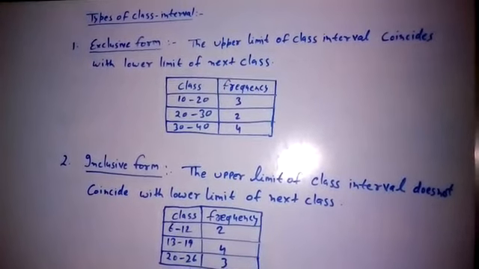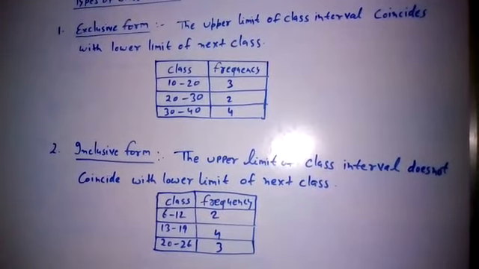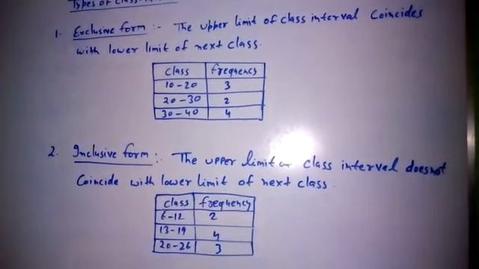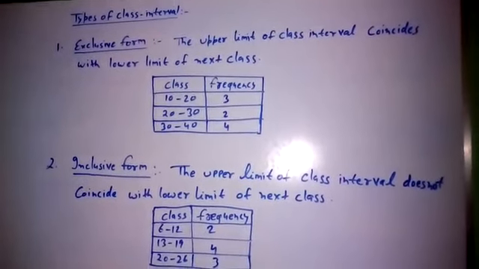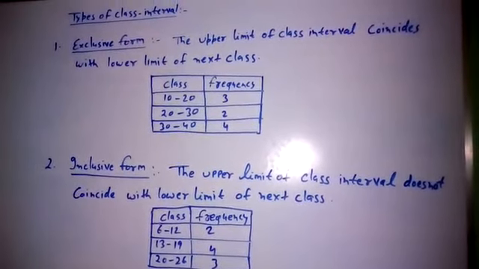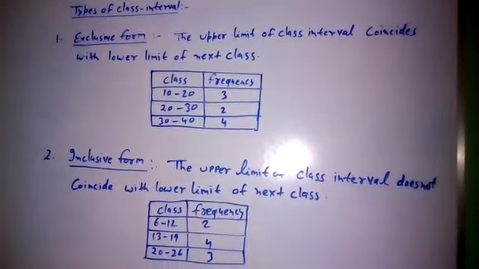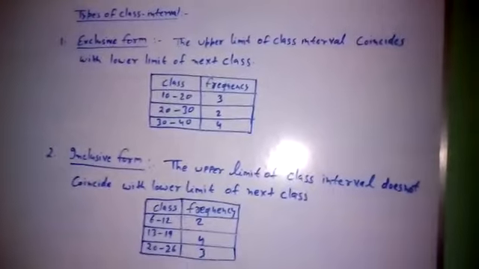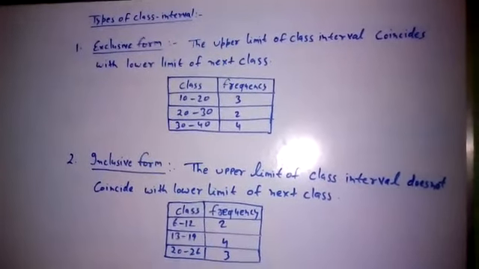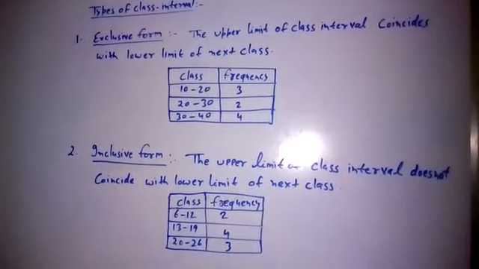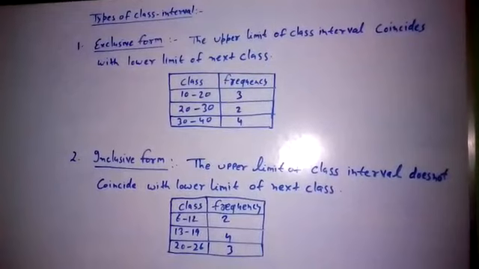Here we will see that in the class interval of 10 to 20, the upper limit is 20, which goes to the next class as a lower limit. So this type of class interval is called exclusive form, where they are continuous. 10 to 20, again in the second class 20 to 30, in the third class 30 to 40, and so on.